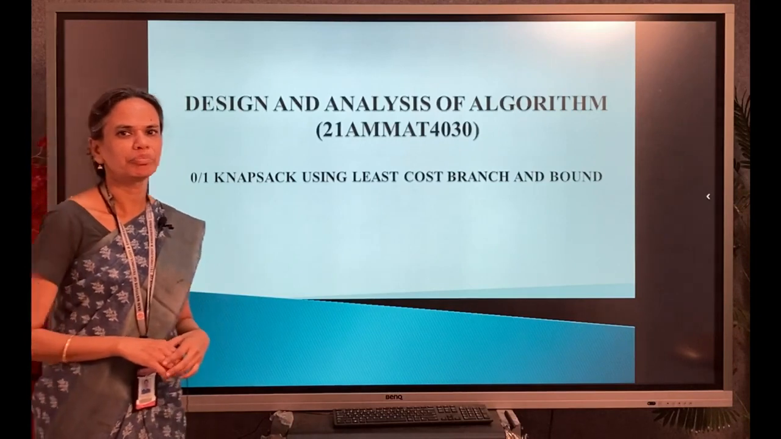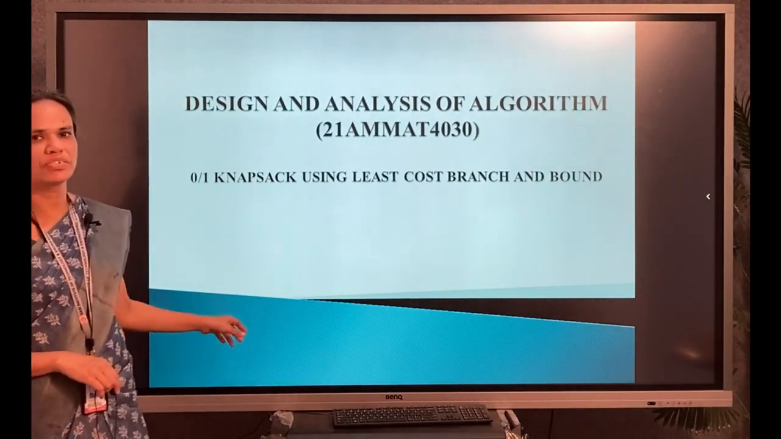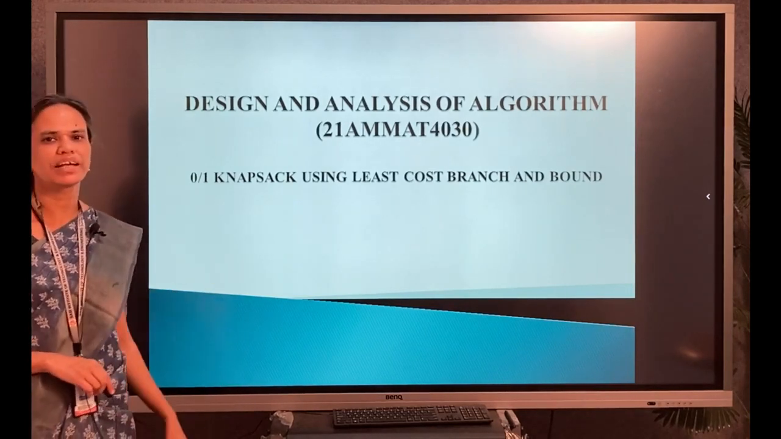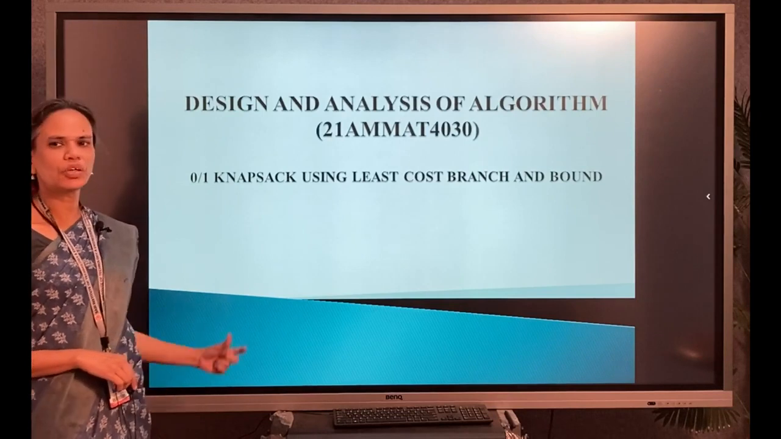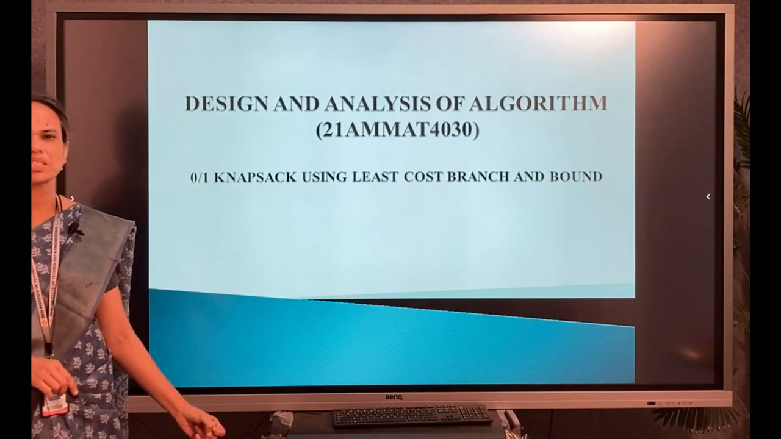Good morning. I am Neela Unisha from the Department of AIML in Sasi College of Engineering and Technology. Today I am going to talk about the subject of Design and Analysis of Algorithms. The topic I am going to take is 0/1 knapsack using least cost branch and bound.